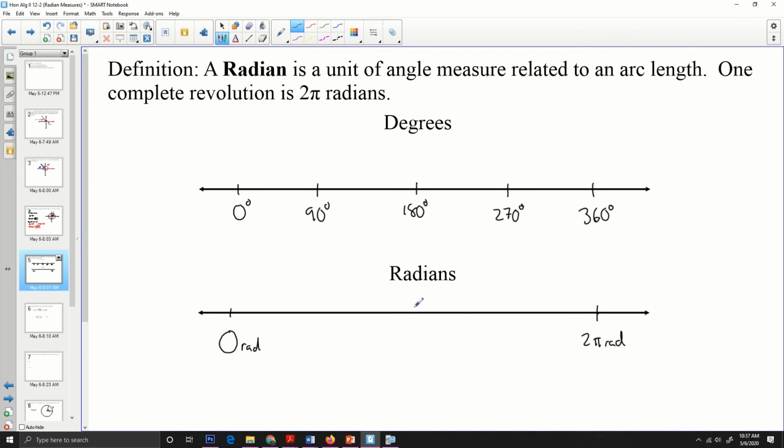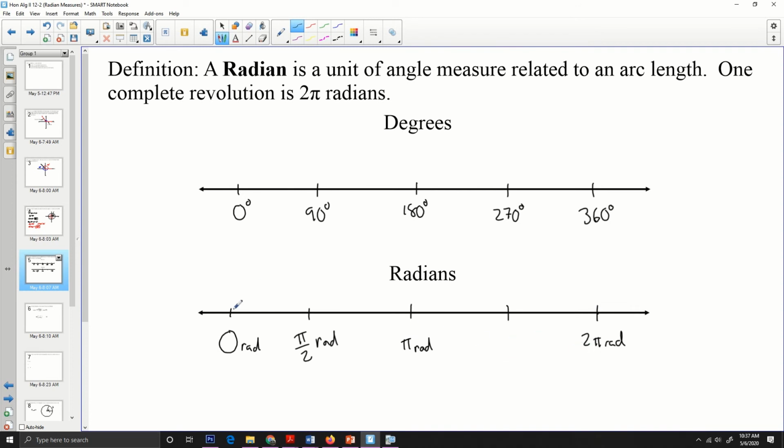So for radians, we're going to have matching values. If for 360, I divided 360 by 2 to get 180, 2 pi divided by 2 is just going to be pi radians. And then if I divided that in half to get 90, pi divided by 2 is just going to be pi divided by 2, which we'll call pi over 2 radians. And so this one right here is going to be halfway between these two.